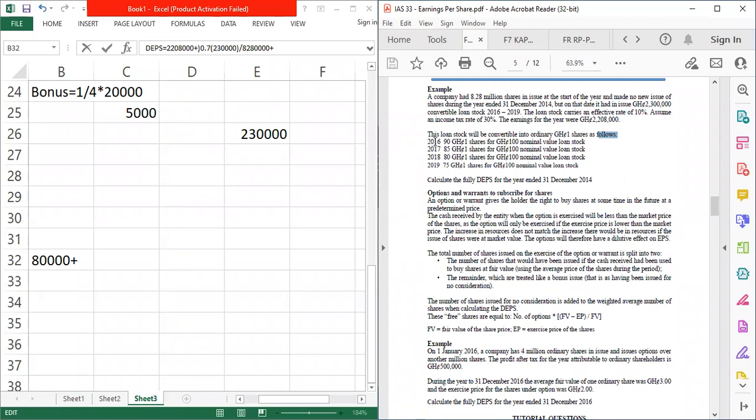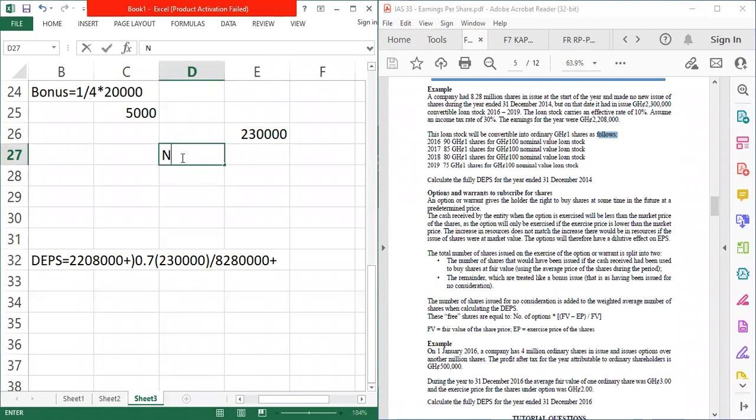So for 2016, what they are saying is that every 100 nominal loan stock value will be given 90 shares. So bring 100 of that and take 90 shares. So maybe it's 90 for 100. Let me put it like that. 90 for 100. So for us to calculate the number of shares, it will be calculated as 90 over 100.